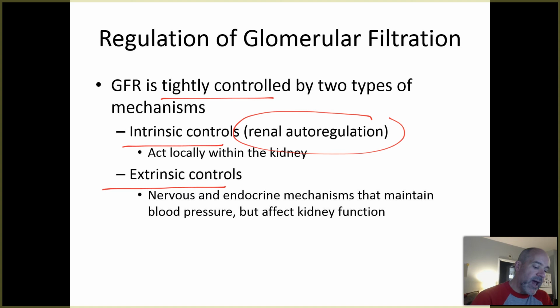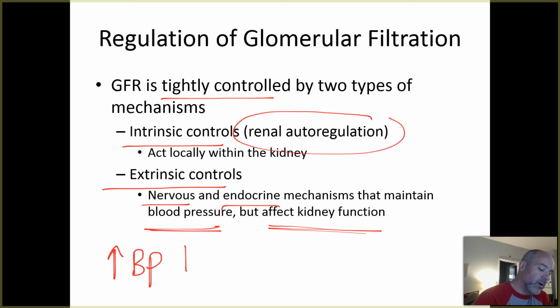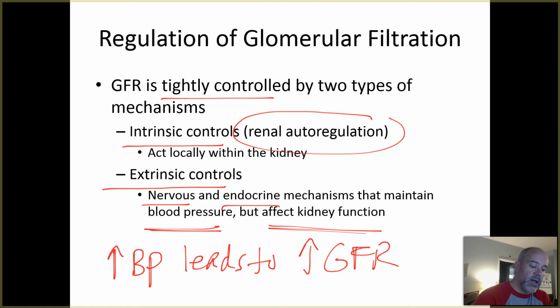And then we also have extrinsic control. So this is where the nervous and the endocrine system get involved, and the mechanisms that the nervous system and the endocrine system influence really control blood pressure, but that blood pressure affects kidney function. In general, an increase in blood pressure leads to an increase in glomerular filtration rate. That's another thing to remember as well. That makes sense if you think about what's going on.